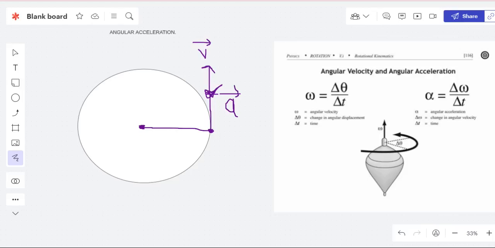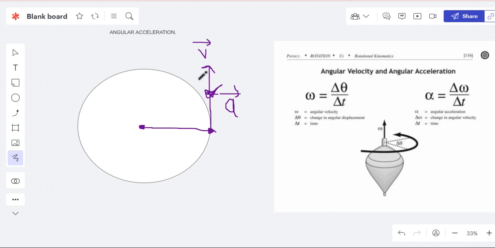So today I'm going to talk about what is angular acceleration, or acceleration of a body in a circular path, like this one. So let's discuss it. We know that there is a position vector, or a radius, which is taken from the center of a circle to the boundary, known as the circumference. Now I'm going to draw one vector through this point, which is the velocity vector.